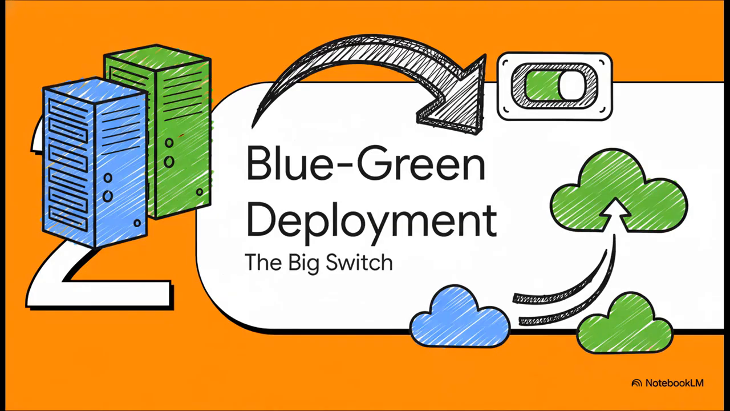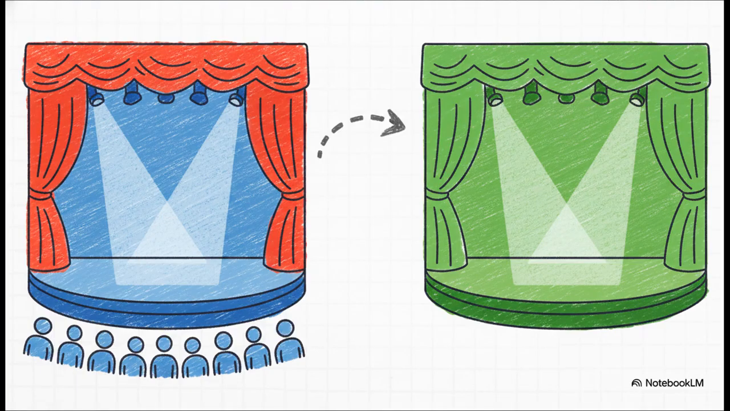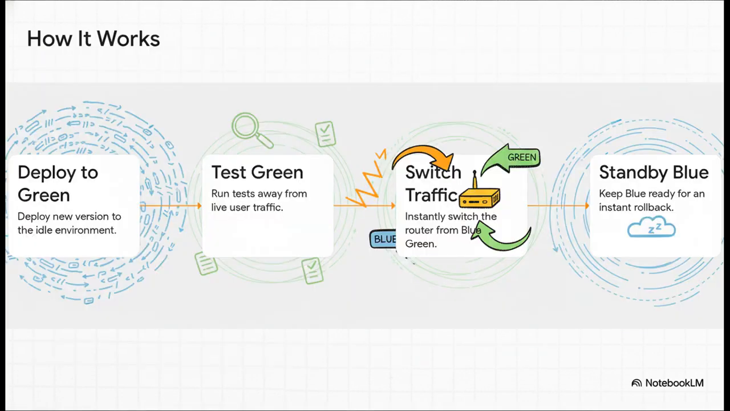But what if you just can't have the old and new versions coexisting? Well, that brings us to our next strategy, the blue-green deployment. I like to call it the big switch. This whole strategy is built on having 2 identical environments. So imagine you've got a stage. We'll call it the blue environment, where the current performance is happening live. Now, behind the curtain, you're building an entirely new, completely identical stage, the green one, with the updated version of your show.